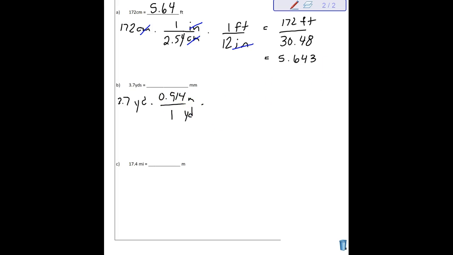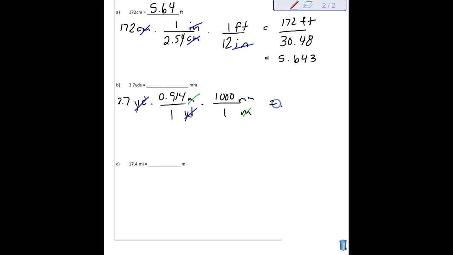And then I have to convert from meters to millimeters. So I want you to think back. From meters to millimeters, I know that 1,000 millimeters is the same as 1 meter. And that is because if I'm at 1 meter, I go over 1, 2, 3 places. That's the same as 1,000 millimeters. Okay? So now we're at millimeters.